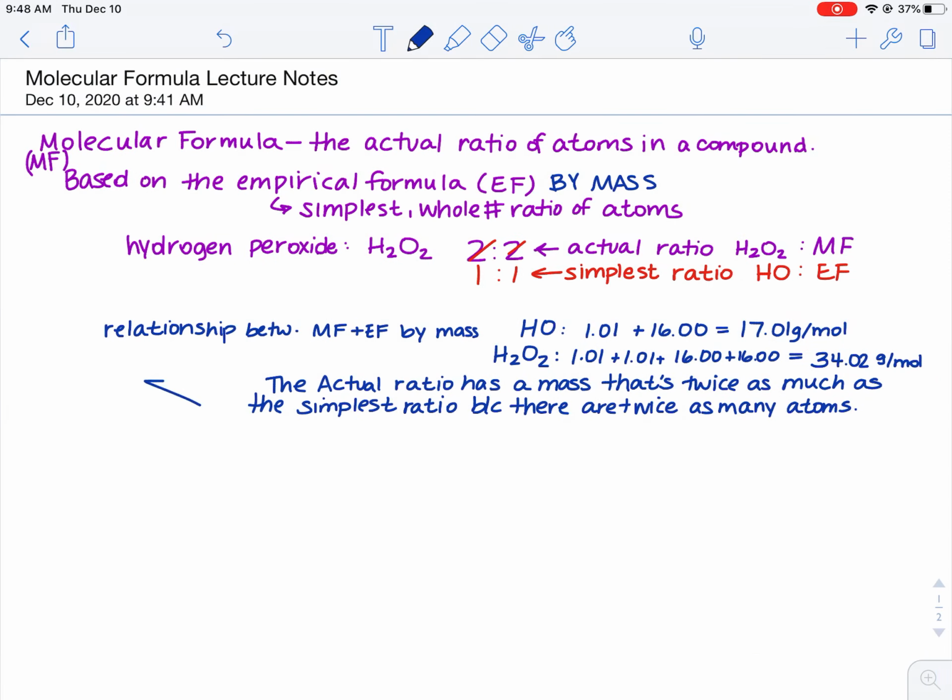Let's read that main idea again. The actual ratio has a mass that's twice as much as the simplest ratio because there are twice as many atoms. That's what we mean that the molecular formula is based on the empirical formula by mass.